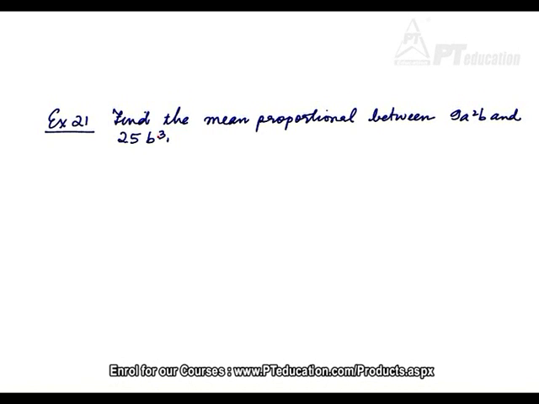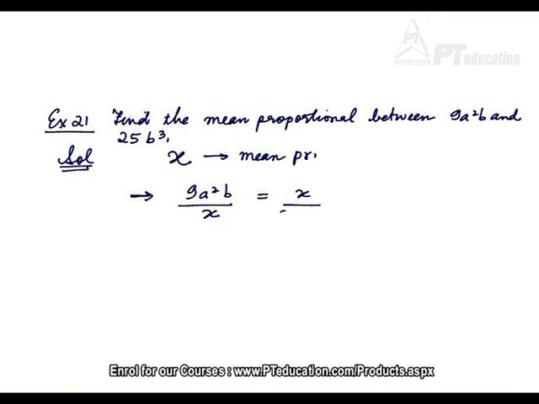Example 21 says, find the mean proportional between 9a square b and 25b cube. Here is the solution. Let us say that x is the mean proportional. So we are defining x as the mean proportional. So we know very well that if x is the mean proportional, then 9a square b upon x will be equal to x upon 25b cube. This is by basic definition.